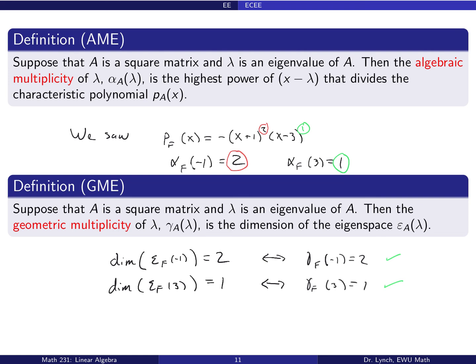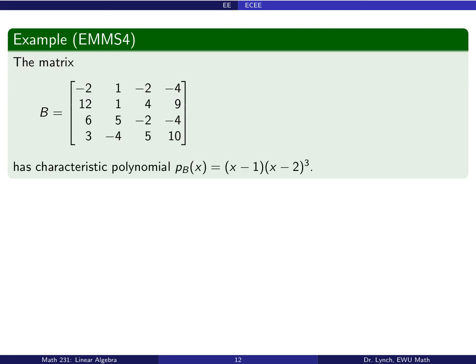that's not always true. So here's an example where we can compute the characteristic polynomial of this 4x4 matrix to be x minus 1 times the quantity x minus 2 cubed. We can see pretty quickly from the characteristic polynomial what the algebraic multiplicities are. Since there's an implied power of 1, the algebraic multiplicity of the eigenvalue 1 is 1, and similarly the algebraic multiplicity of the eigenvalue 2 turns out to be 3.